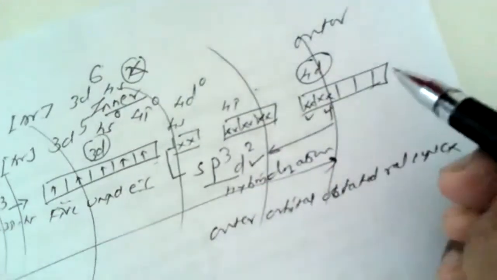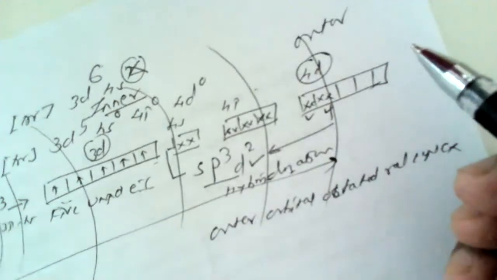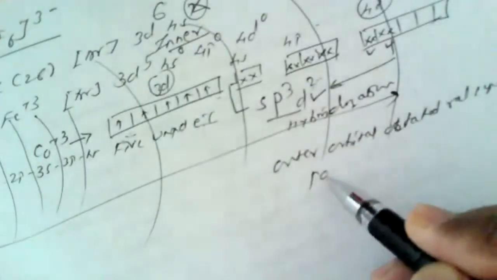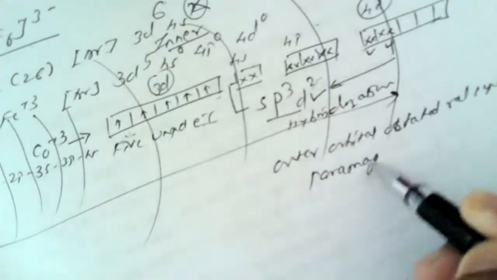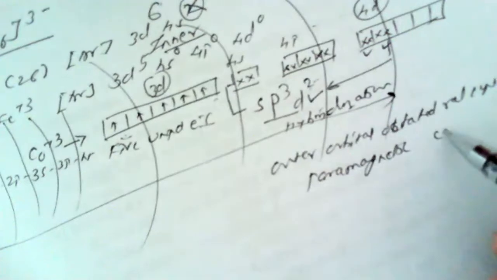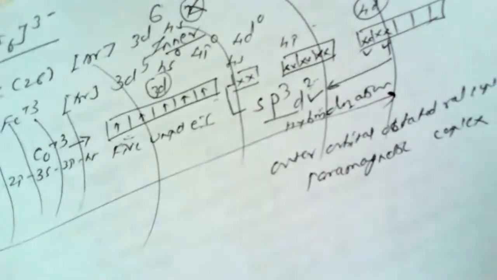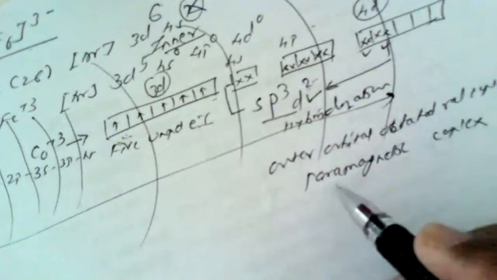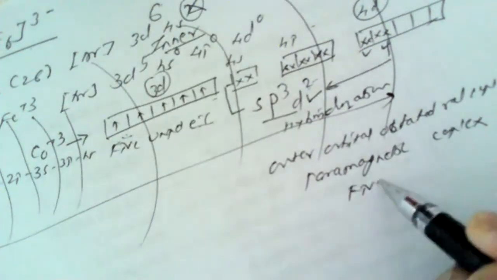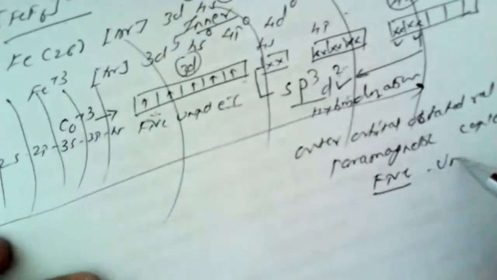Why is it an outer orbital complex? Because outer 4d orbitals are employed in hybridization. Also, due to the presence of 5 unpaired electrons, this complex is a paramagnetic complex. Why is this so? Because of the presence of 5 unpaired electrons.